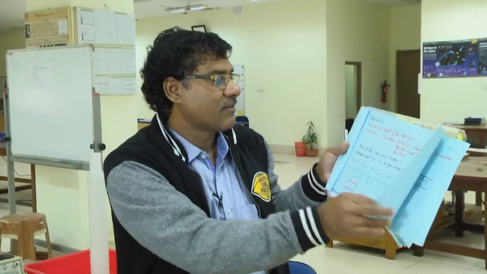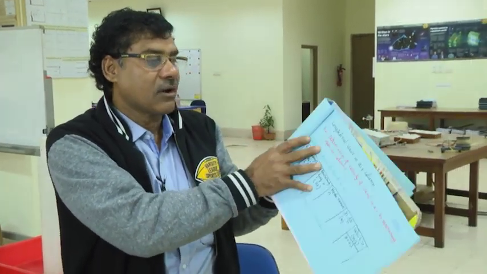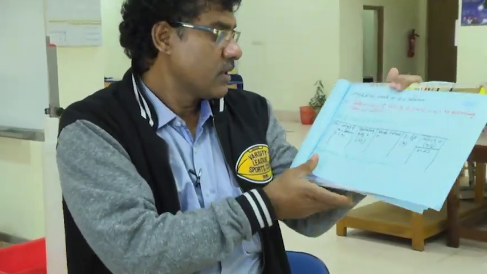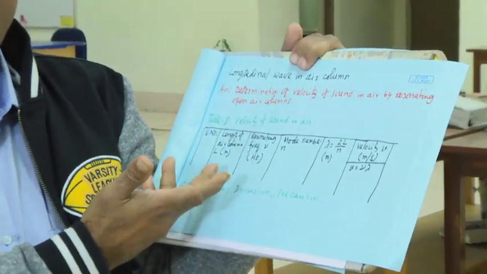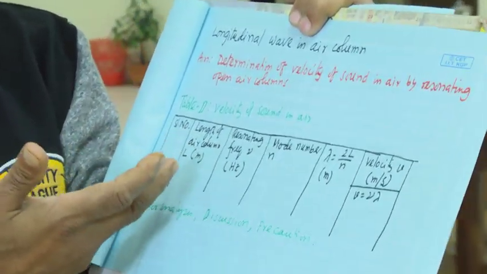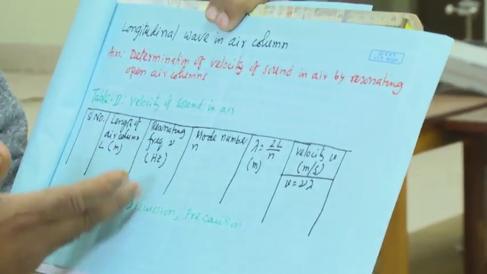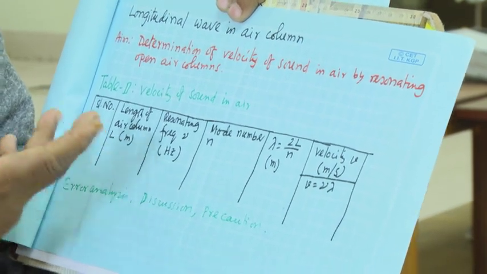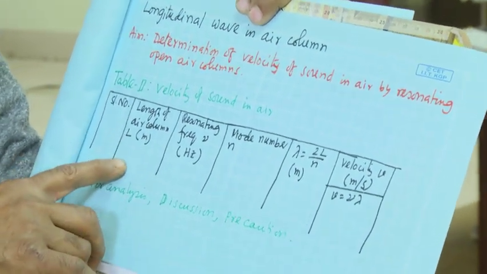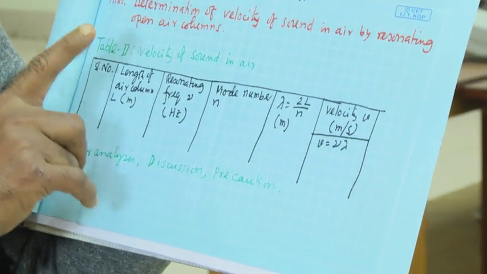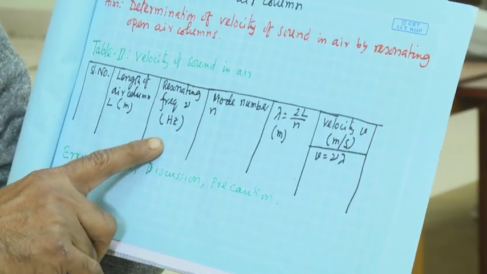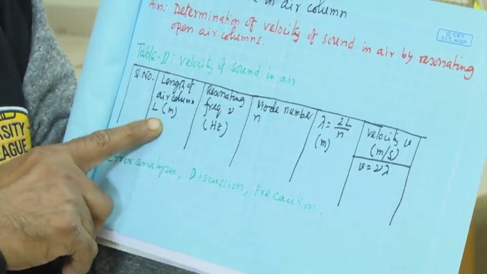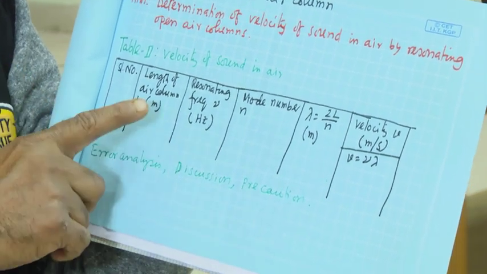So next, if I go for the longitudinal wave in an air column, as I mentioned, basically we will measure the phase velocity in air. That is basically sound, so the velocity of sound in air we will measure. Here also we have to find the resonating length of the air column.